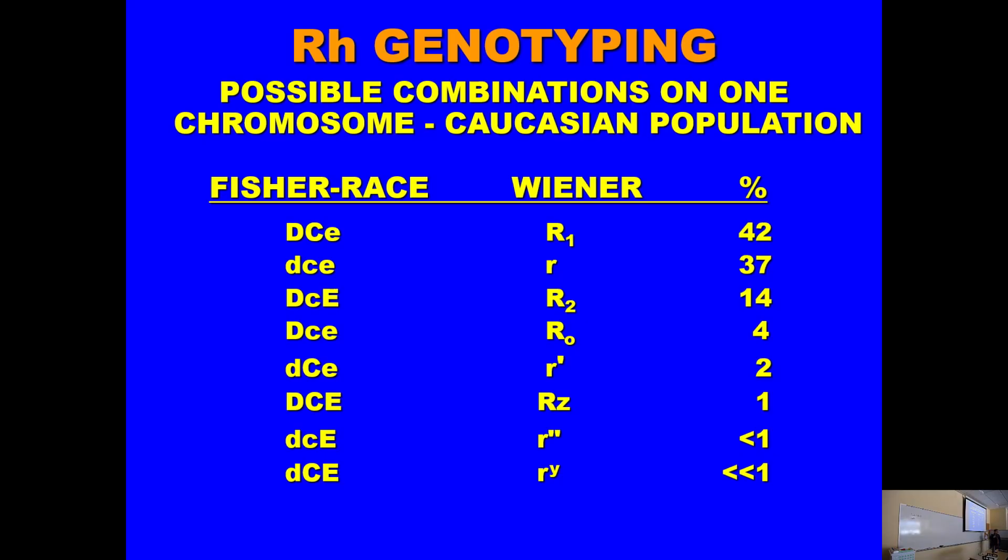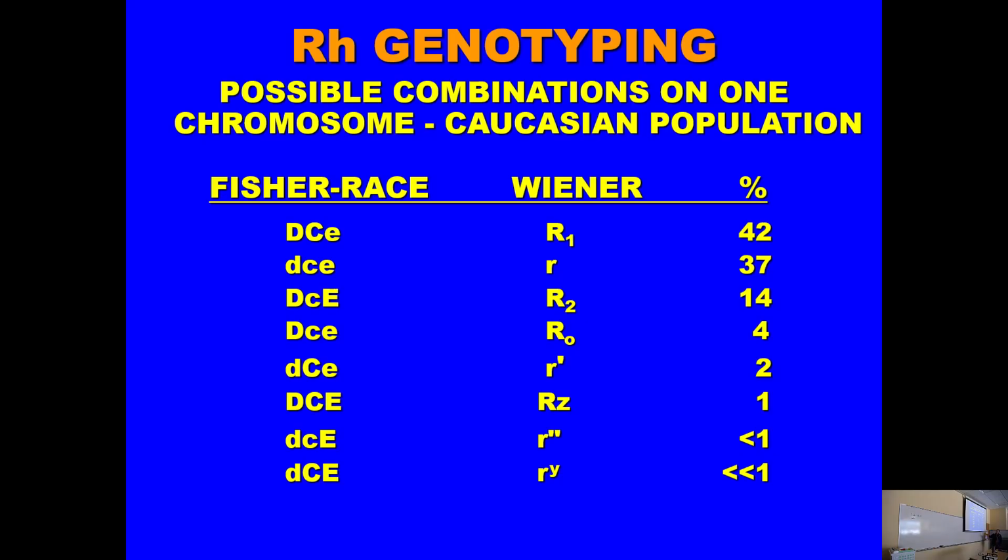We still use the terms Fisher, Race, and Weiner because even though they're not inherited that way, there are ways to break it down. Big D, big C, little e in the Weiner system is called big R1, and we'll get into some ways to remember this as we move forward. 42% of the population have this on one of their chromosomes.